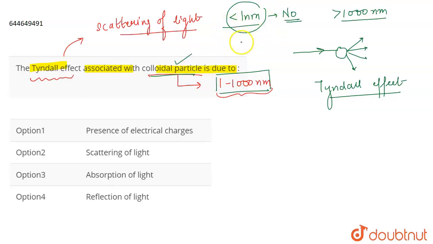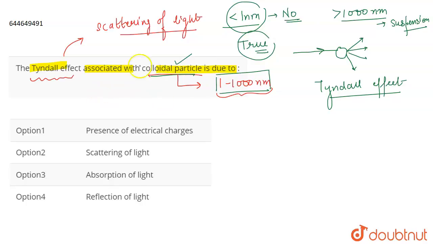Size less than 1 nanometer belongs to true solution, right? So the particles of a true solution are too small to scatter light. Whereas the particles having size greater than 1000 nanometer belong to suspension, right? In a suspension, it may or may not show Tyndall effect, because when the particles are left undisturbed, they tend to settle down. So some particles which are suspended in the solution can scatter light and show Tyndall effect, but again, it may or may not show. Whereas the particles of colloidal solution are suspended in the solution, and the particles have a perfect size to allow the scattering of light.